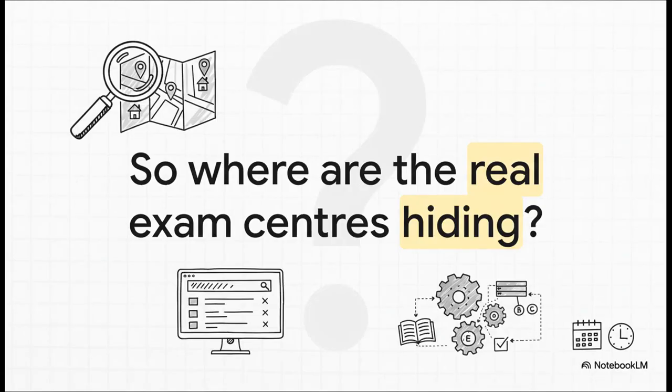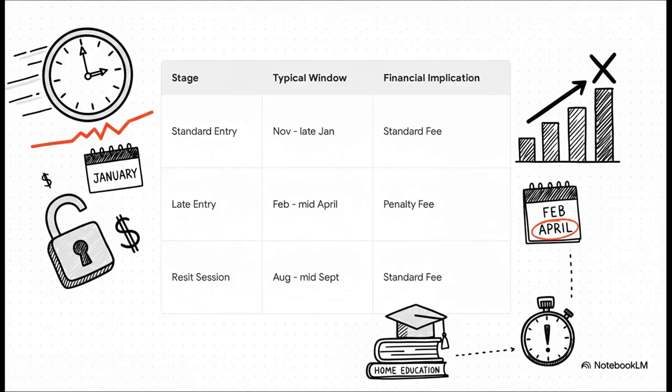Which leads us to our seventh missing tool, access to the live, functional exam center finder. You need a real-time, searchable database to find centers near you that actually accept private candidates for the specific exams you need. Without that live tool, you're just stuck. You can't book anything. And once you find a center, believe me, the clock is ticking.